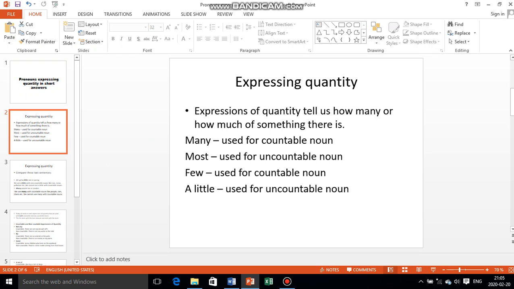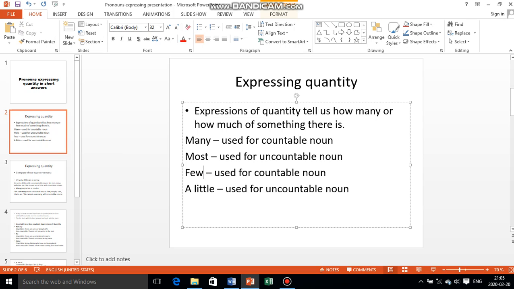Just like, for example, many. Many is used for countable nouns. Okay, if you are saying that there's a lot, use many if the noun is countable. And if it is an uncountable noun, you use most. Few, expressing a little, if there is not much, is used for countable nouns, and a little for uncountable nouns.